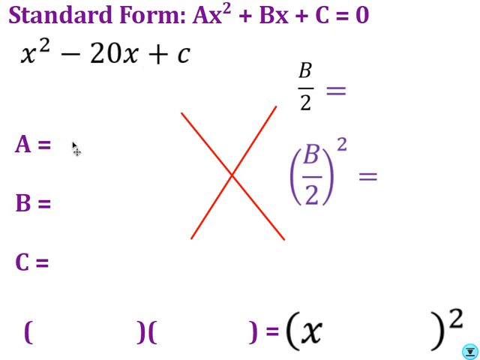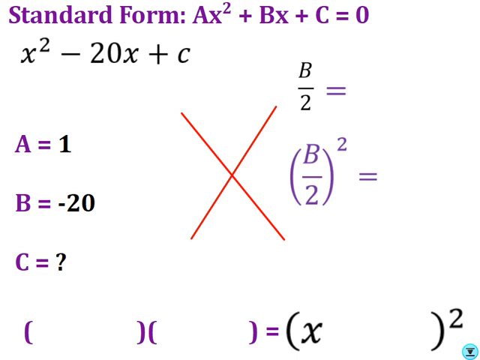Now, the first thing we want to do is remind ourselves of a, b, and c from our standard form. So a is going to be 1 from 1x squared. b is negative 20, the sign comes with it, and c is what we're looking for to force this to be a perfect square trinomial. So the first thing we want to do to force this perfect square trinomial is take the value of b and divide by 2.